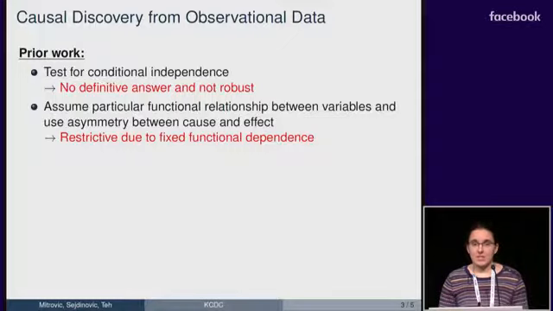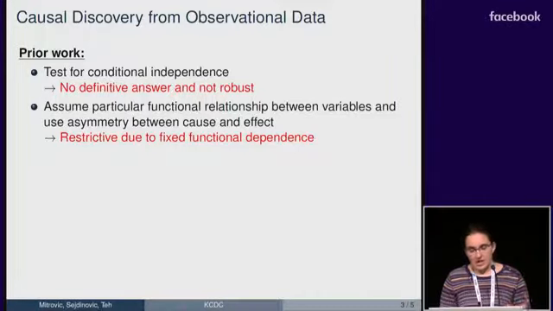In particular, it doesn't give you a definitive answer. Often you would be left with many edges in the graph, many of them potentially unoriented. So you would be getting a whole class of possible causal relationships instead of one definitive answer. The second drawback is that these methods are often not very robust. They're very dependent on whether your testing methodology is properly calibrated and how you choose the hyperparameters there.